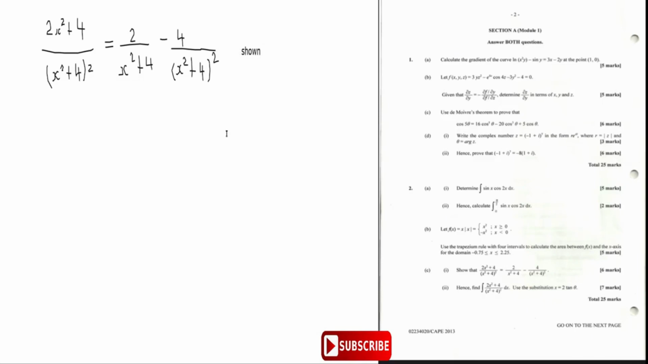Let's look at the next part of the question. The next part goes further to say, hence, find the integral of 2x squared plus 4 over x squared plus 4 all squared, using the substitution x equals 2 tan theta. So it gave us a substitution that we have to use. So let's go ahead and do that using the substitution they give.